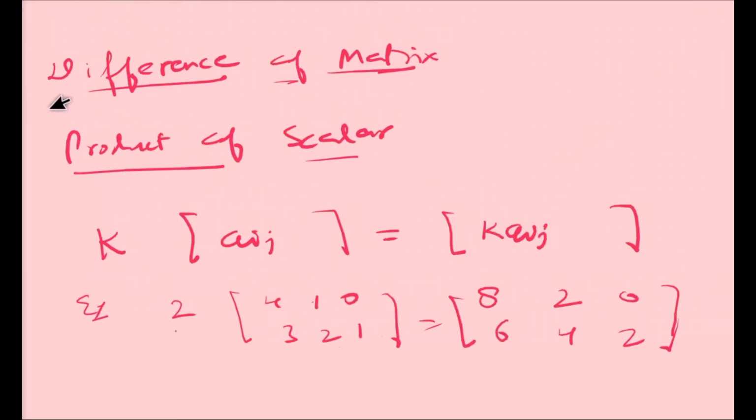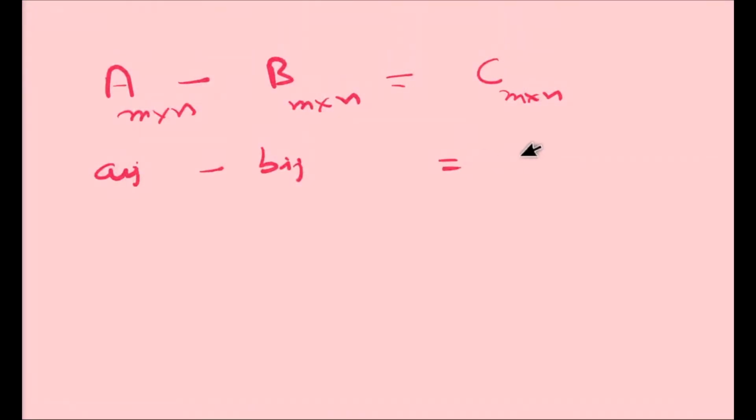Okay. Now I am coming again to the topic of difference. If we want to subtract A minus B, the order should be the same. The resultant will be of the same order, and aij minus bij will be cij. So you can subtract this way, corresponding element by element.